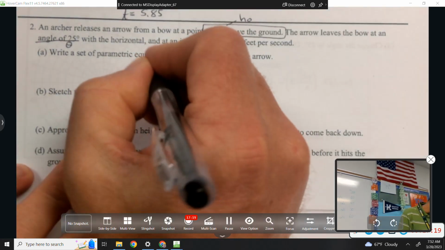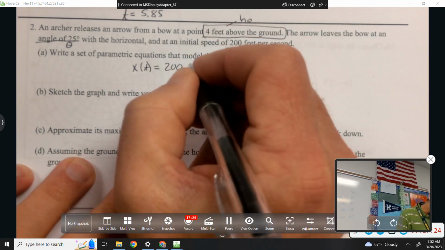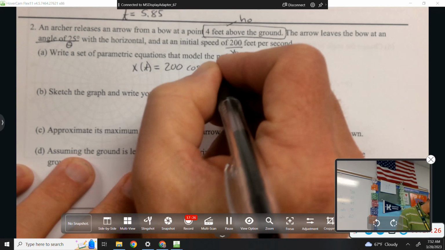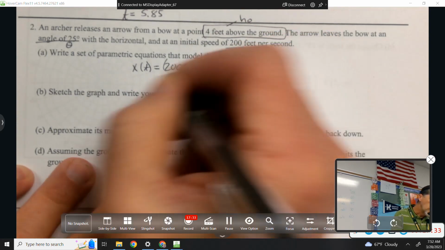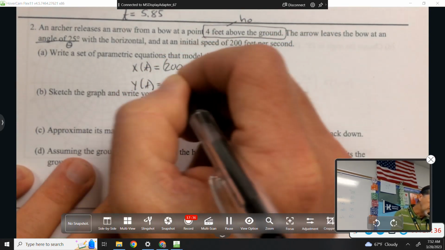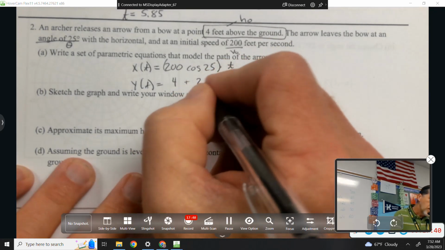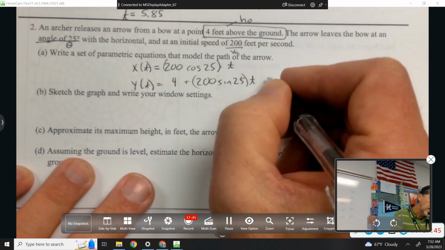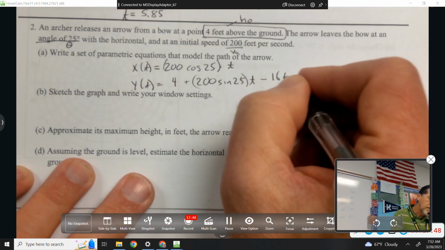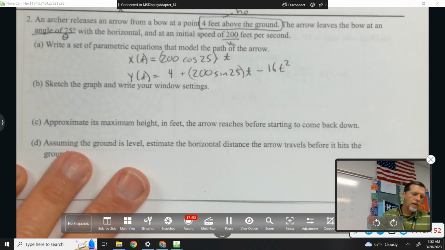So x of t equals 200 cosine 25 times t. Y of t equals 4, because our initial height is 4, plus 200 sine 25 t minus 16t squared. Sketch the graph and write the window settings.